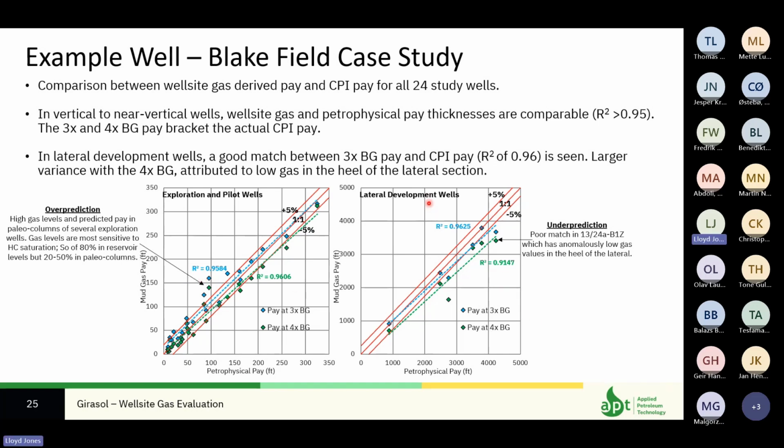Looking at the lateral development wells, now this is where the mud gas is under predicting the thickness of pay, and that's predominantly due to low gas values in the heel of the lateral well. So just before you're going horizontal, there's an accumulation of cuttings and mud in the heel of the well, and that's inhibiting flow back to surface.